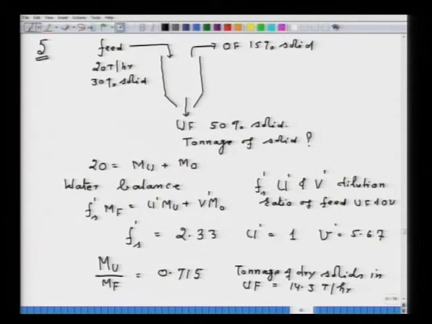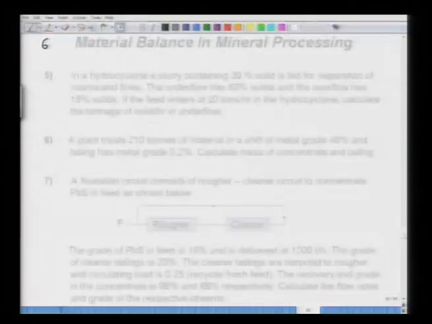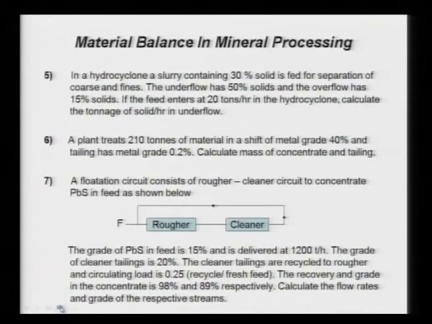Now, let us take problem 6. Problem 6 is again a very simple problem. It simply says a plant treats 210 tons of material in a shift of a given metal grade. The concentrate has a metal grade and the tailing metal grade is given. Calculate the mass of concentrate and tailing. Now, that is very simple.